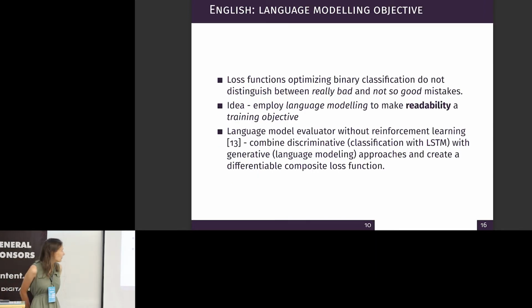The first thing is using a language modeling objective. Loss functions do not distinguish between really bad and not so bad mistakes, so they do not address readability. How can we address readability? The way that we have is to employ language modeling to make readability a training objective. If we take a large enough language model, it will be able to distinguish between grammatical and ungrammatical sentences, and language model training is unsupervised, so we have it for many languages.